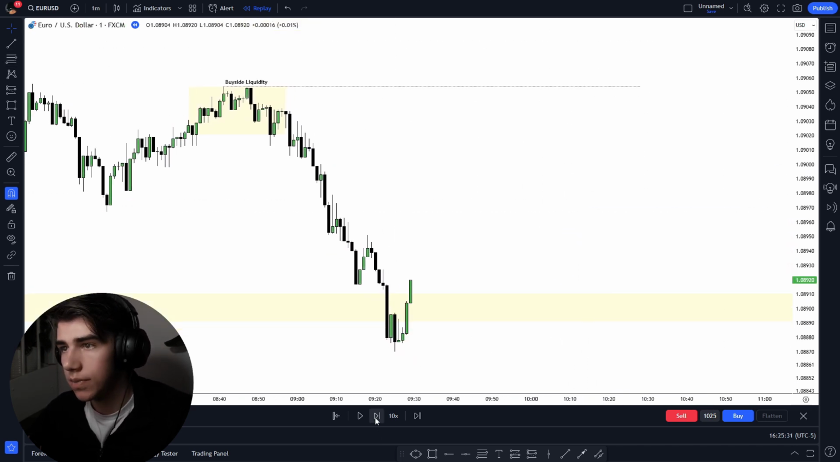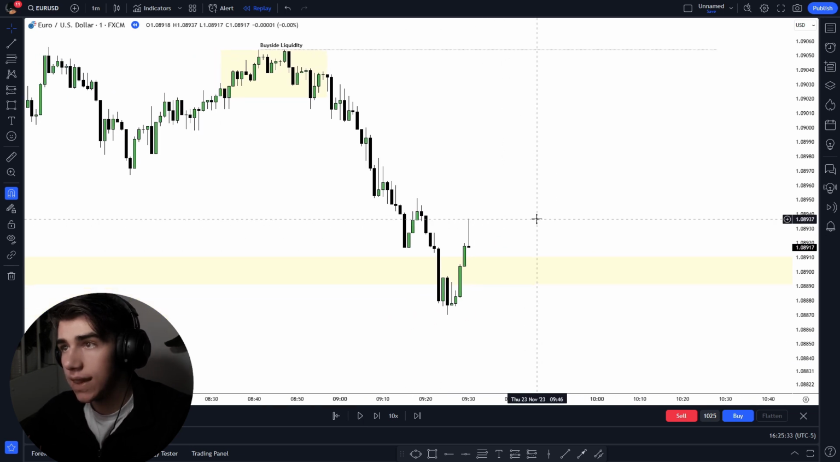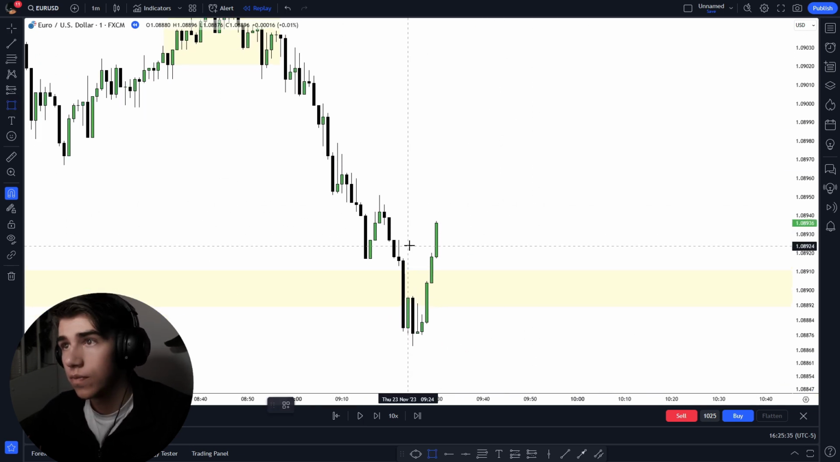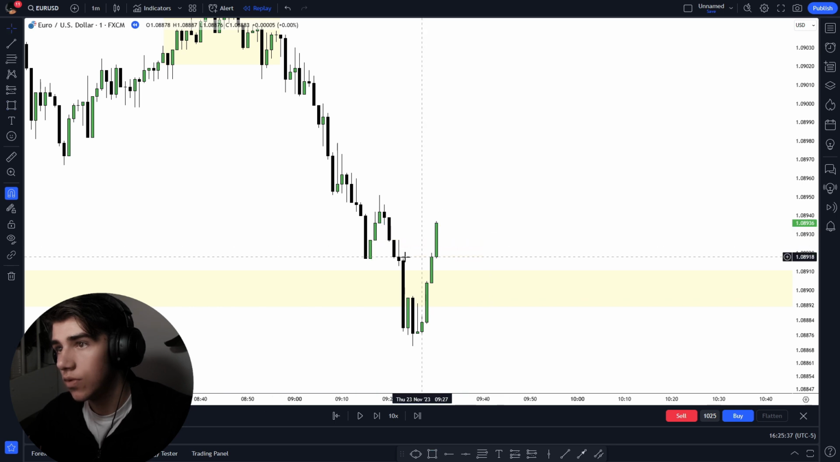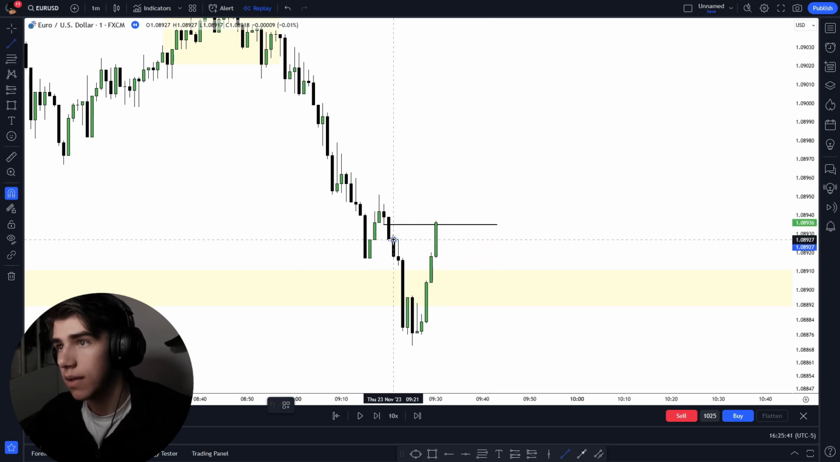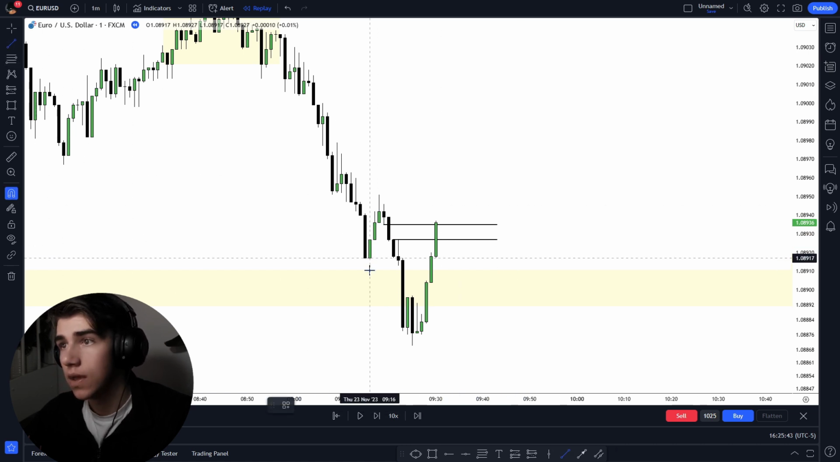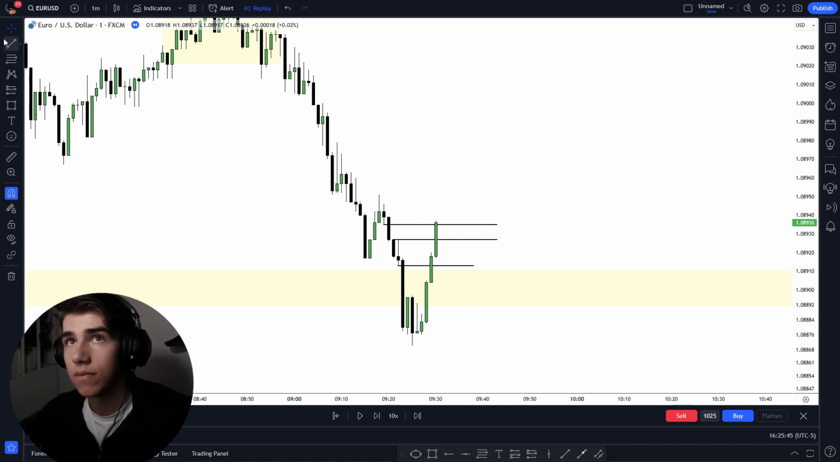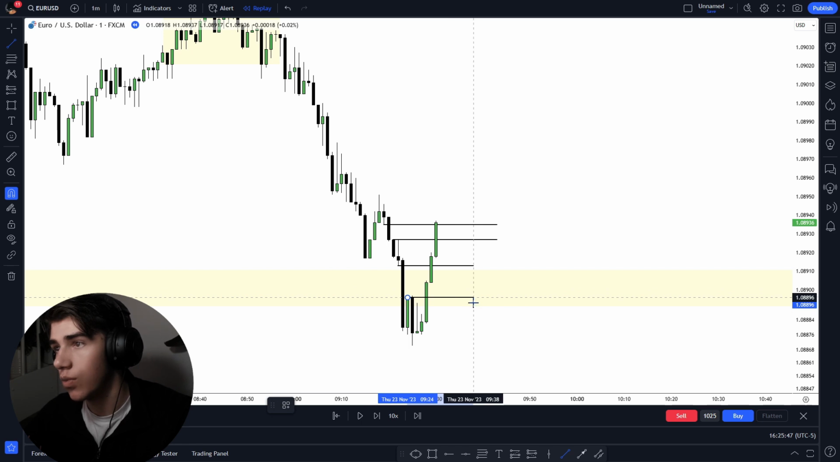So let's see what happens. So we violate 3, so we violate 2 bearish gaps, bearish fair value gaps, one there and one right here. Now this is exactly what I want to see. This is with displacement.